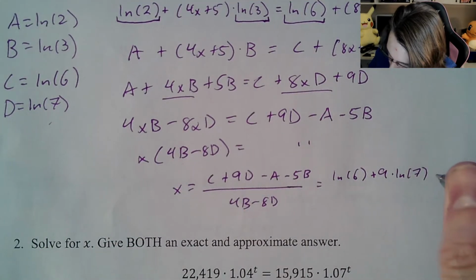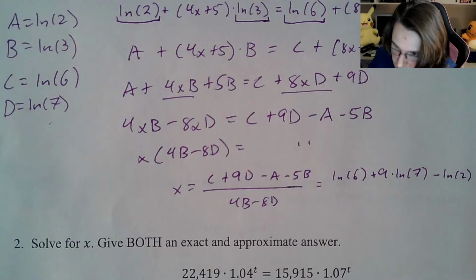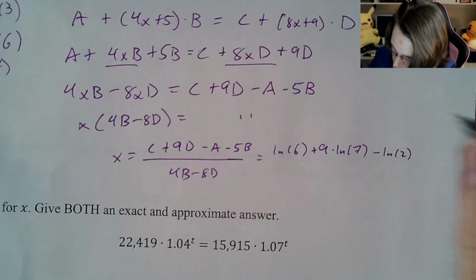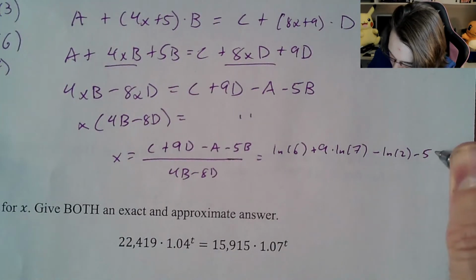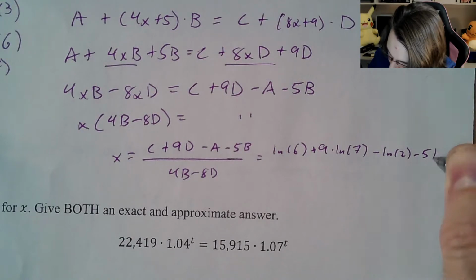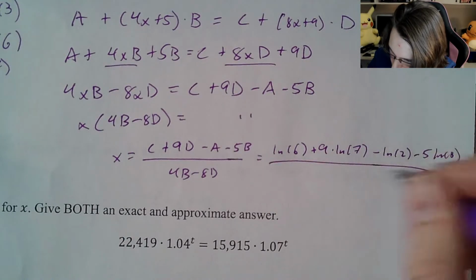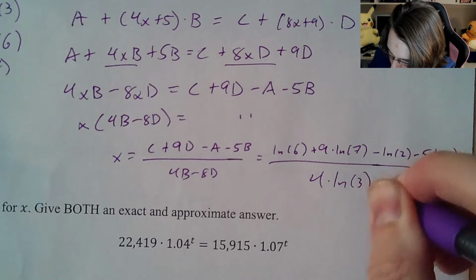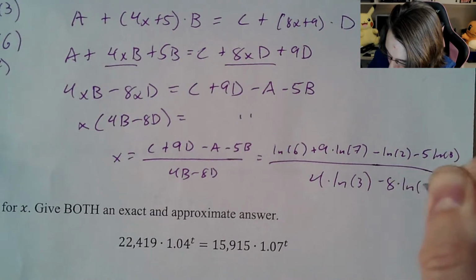Anyways, final answer, C is ln of 6 plus 9 times ln of 7, because that's what D is there, and then minus the ln of 2, minus 5. It's going to run off the page there. And B is ln of 3, all divided by 4 times the same ln of 3, minus 8 times ln of 7.